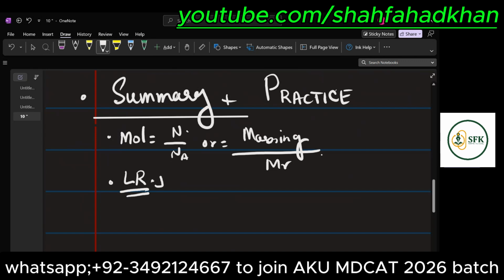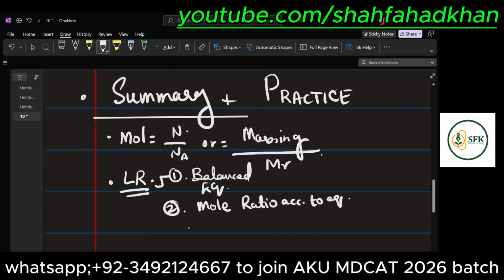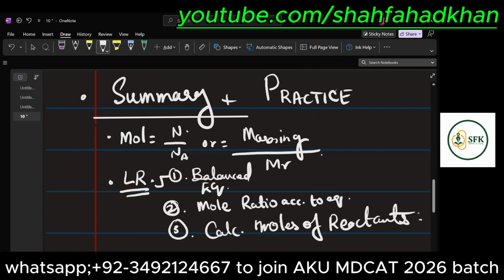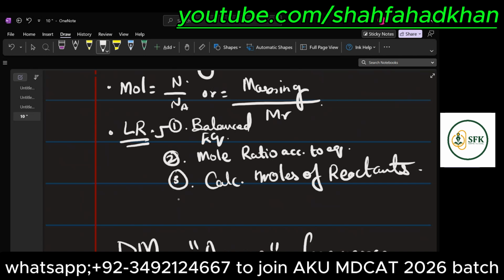Okay, the steps are very simple. You first need to make a balanced equation, then find the mole ratio according to the equation, then calculate moles of both the reactants, then finally compare against the mole ratio given in the equation.